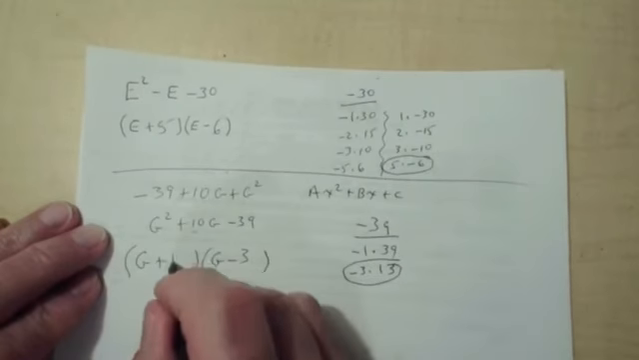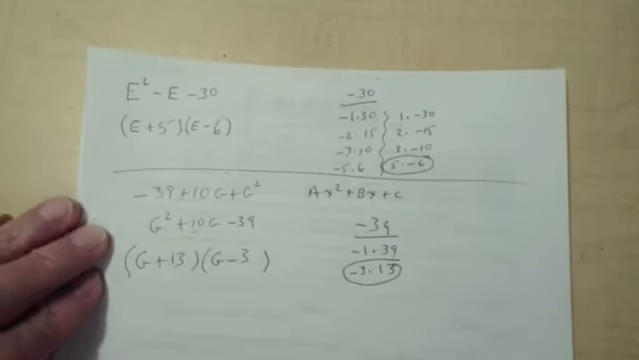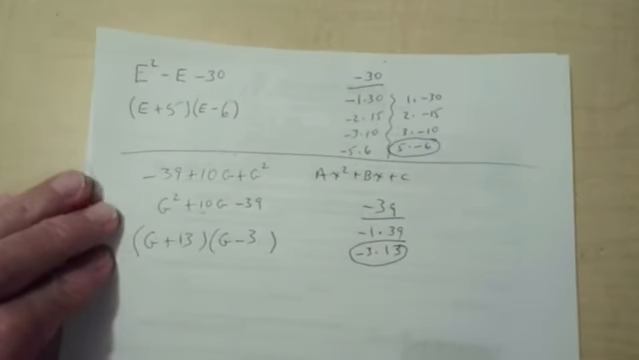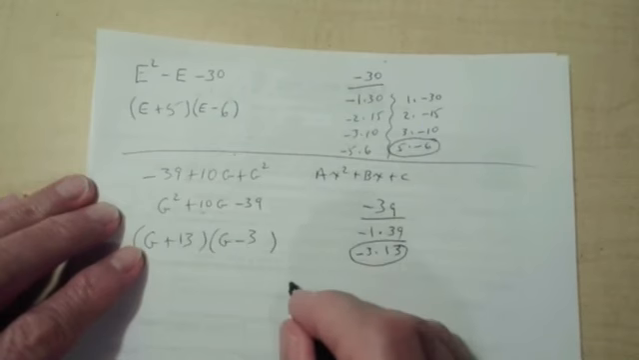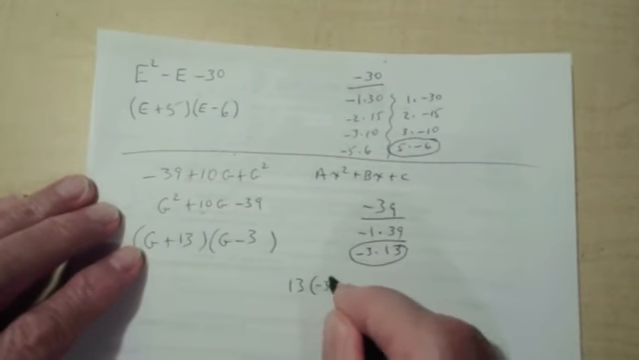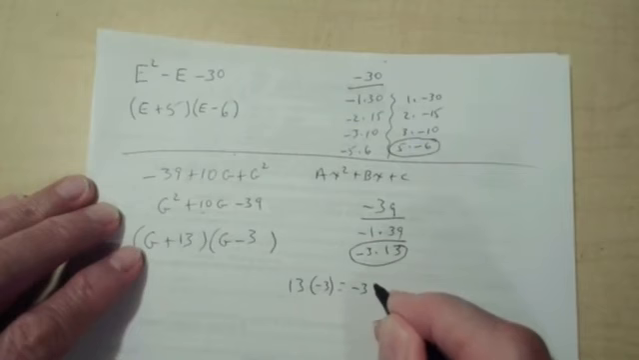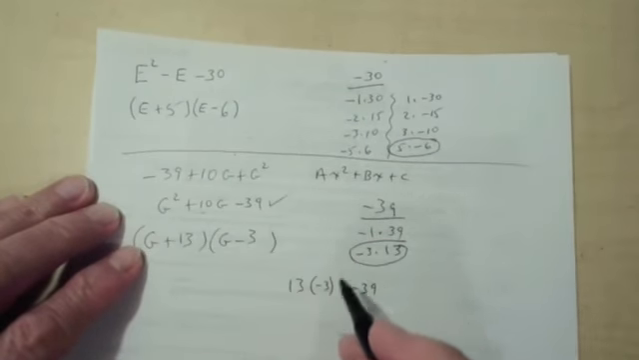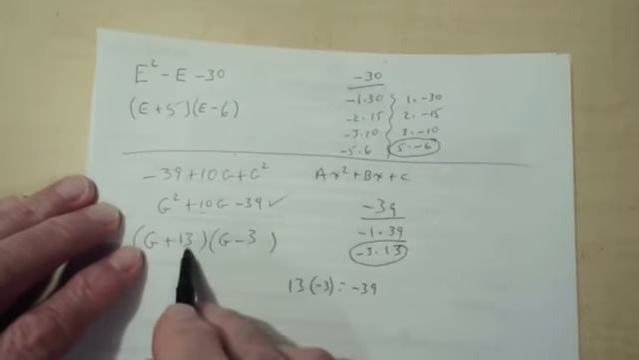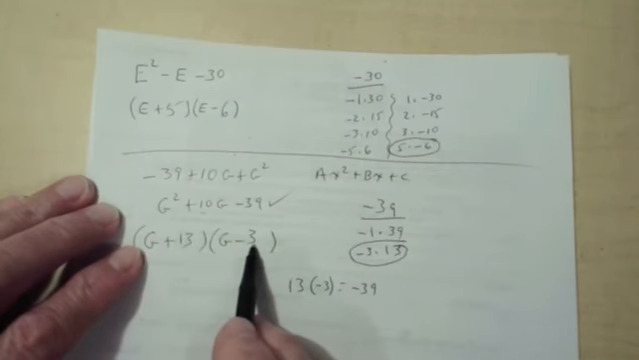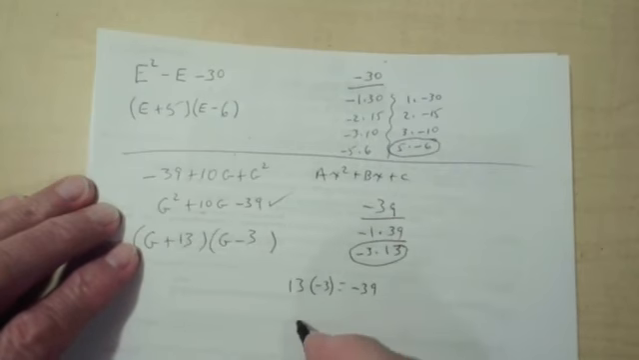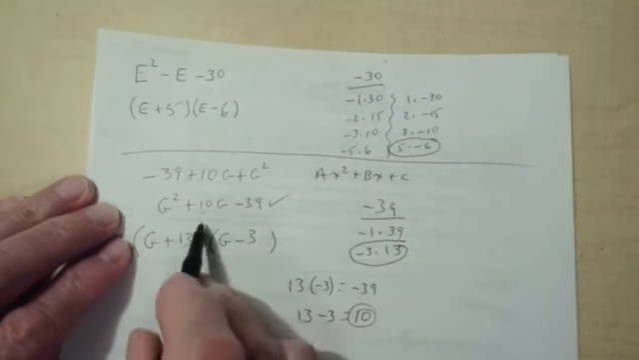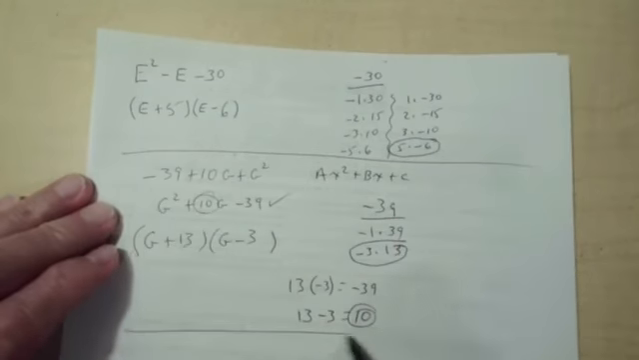Negative 3 and 13. Now, if you want to double check yourself, a real quick way of doing this is 13 times negative 3 is a negative 39. Exactly right. Because remember, the last thing we do when we do distributive property is this times this. And then add them together, combine these two together. 13 minus 3 is 10. Okay?